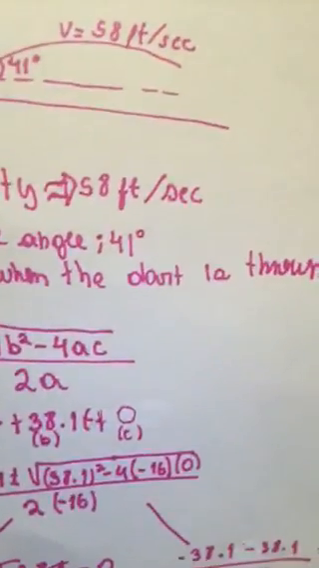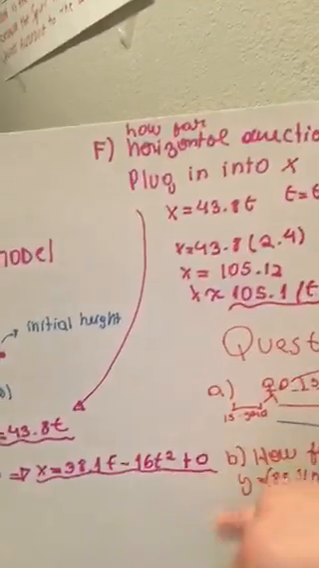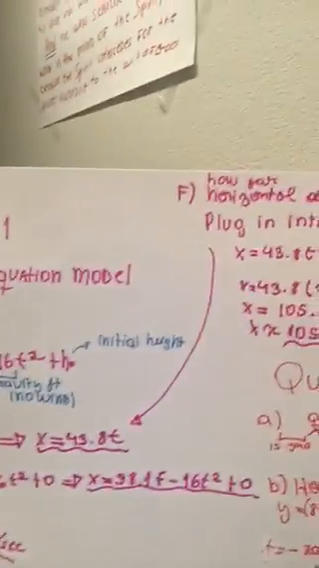What makes it easier for me is that instead of writing 38.1 t minus 16 t squared plus 0, I write it in the regular way, like 1, 2, 3, you know, instead of 2, 2, 3, 1.